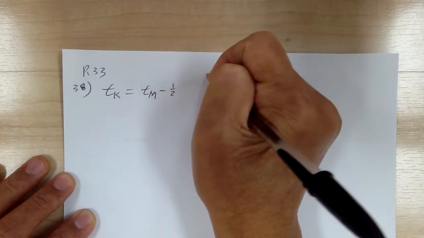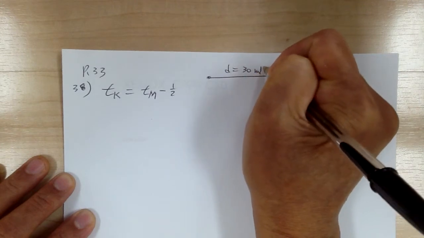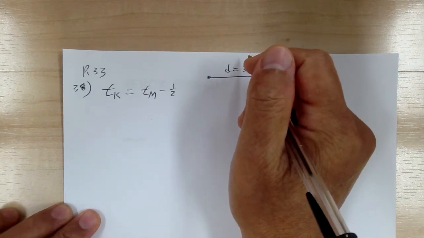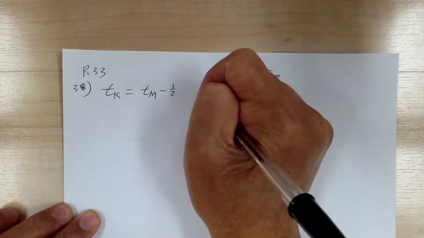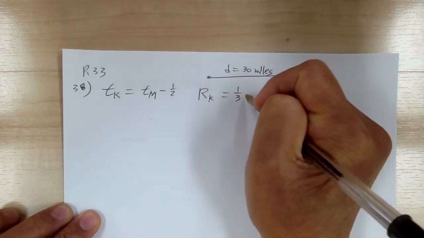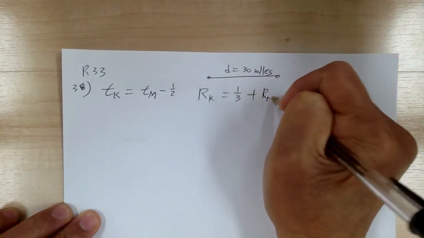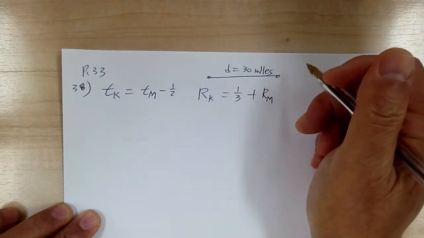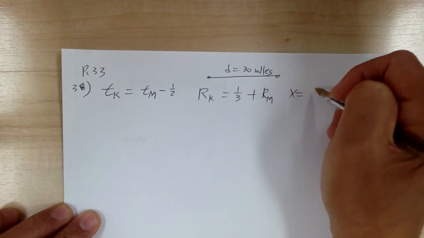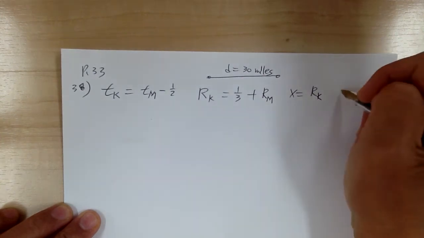To travel a distance of 30 miles, and it says K travels 1/3 mile per hour faster. So this is the rate. The rate for K is 1/3 miles per hour faster than the rate of M. And it says if X is the K's rate, so X is the K's rate, you're looking for K's time.